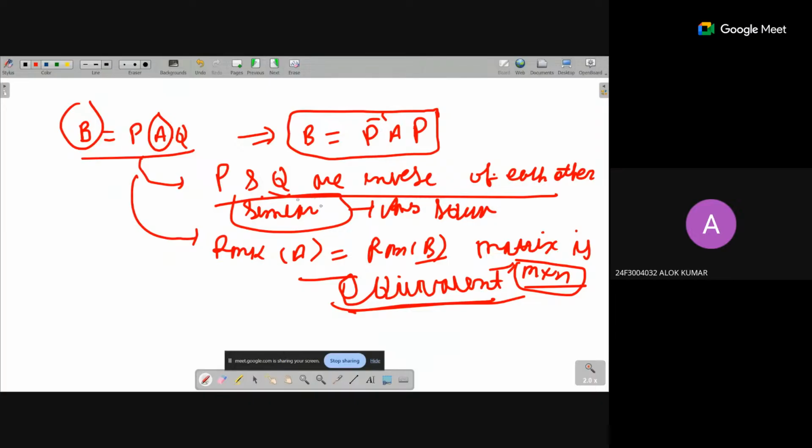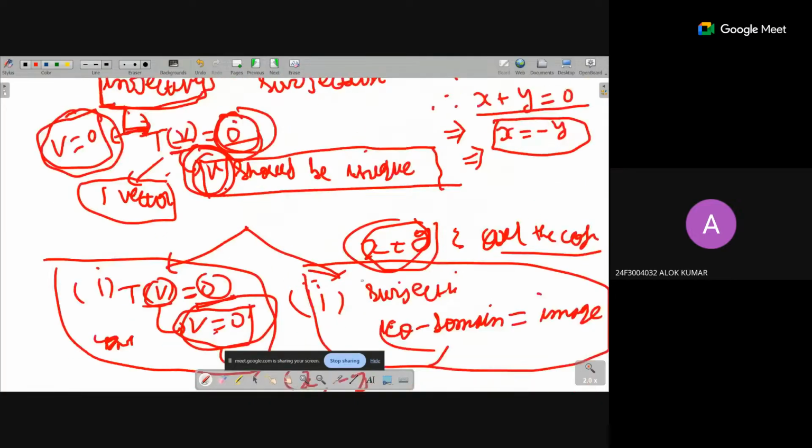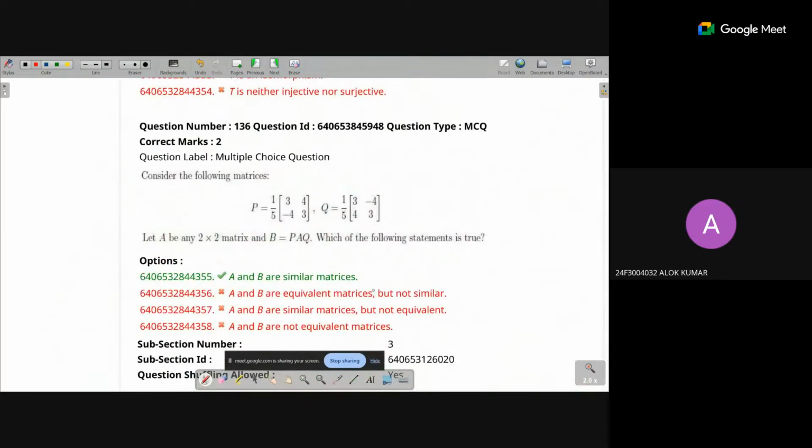Now check this question. If P and Q are inverses, then we can say that B and A are similar. And if the rank of P and rank of Q are equal, then we can say the matrices are equivalent. But the catch is that any similar matrix can be an equivalent matrix.